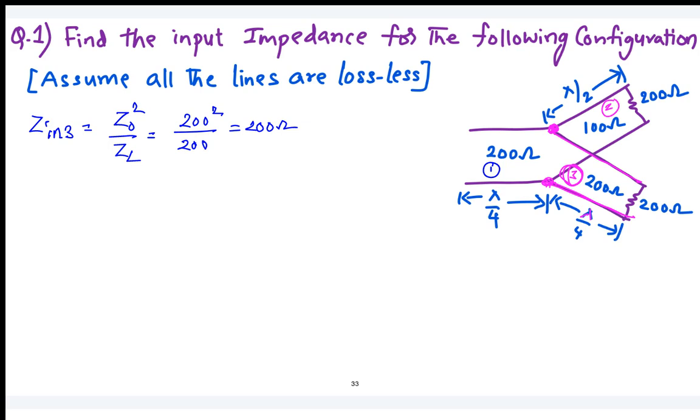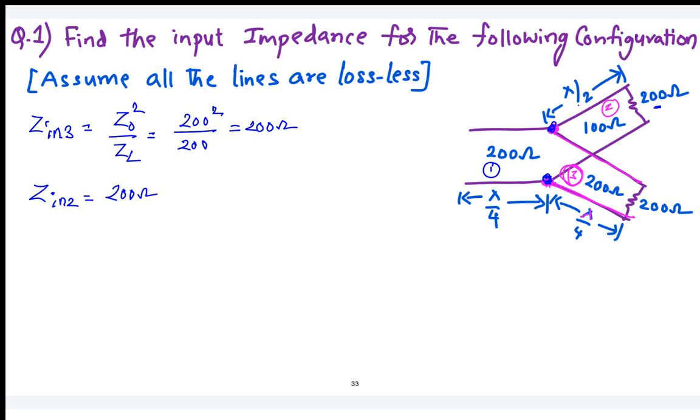So let us calculate the input impedance for the second line. When you see this second line, this is a lambda by 2 line. Whenever the length of the line is lambda by 2, we just now saw whatever the load you connect here, the same thing will be reflected here. So the input impedance for the second line is same as whatever the load you connected, because it is lambda by 2. So this is also equal to 200 ohms.